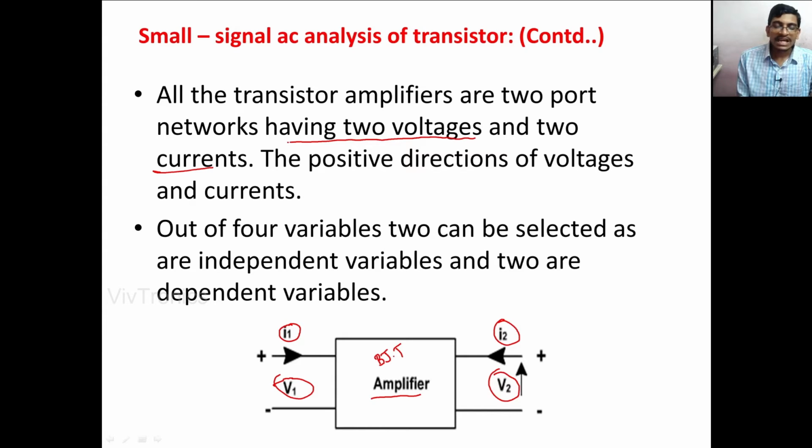Suppose the amplifier is a BJT type of amplifier, then we know that a BJT is a current controlled device. Therefore, the input current and output voltage we can take as independent variables, and the remaining input voltage and output current are dependent variables. So we will assume like that, and then we are able to do the analysis for BJTs.